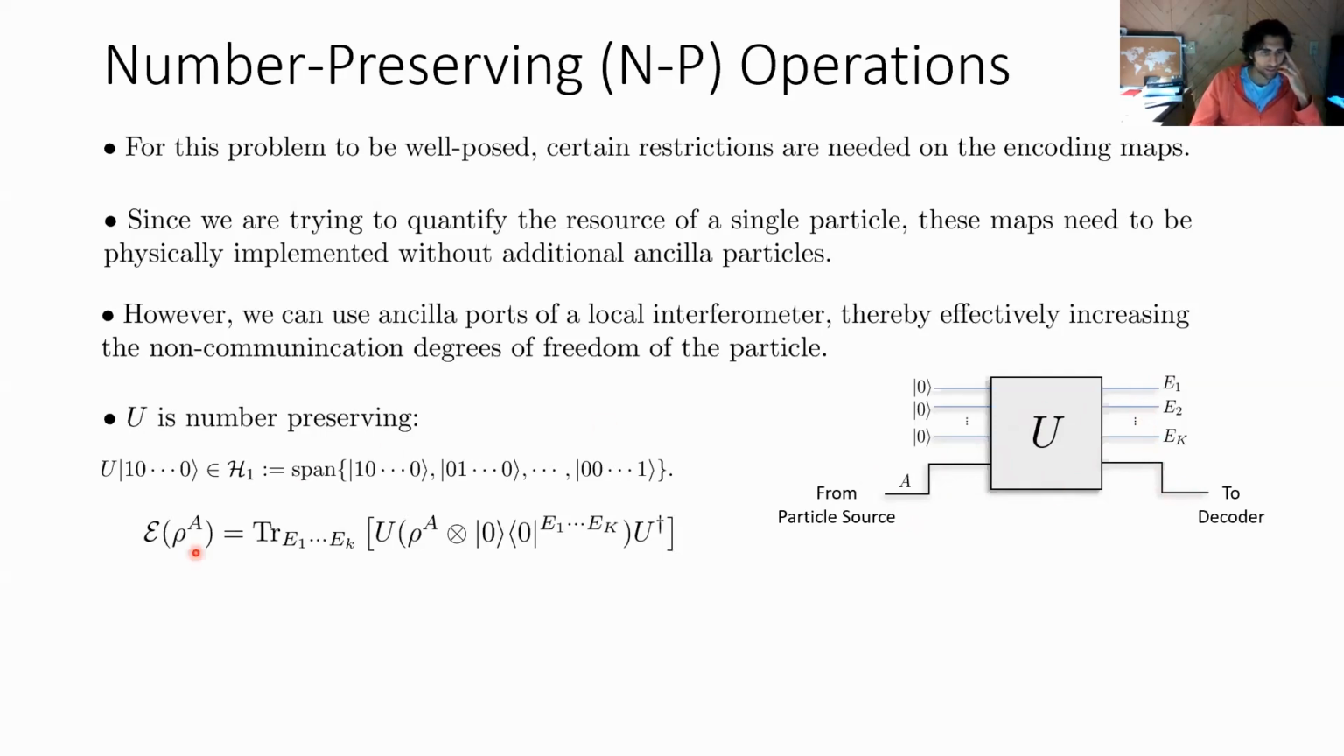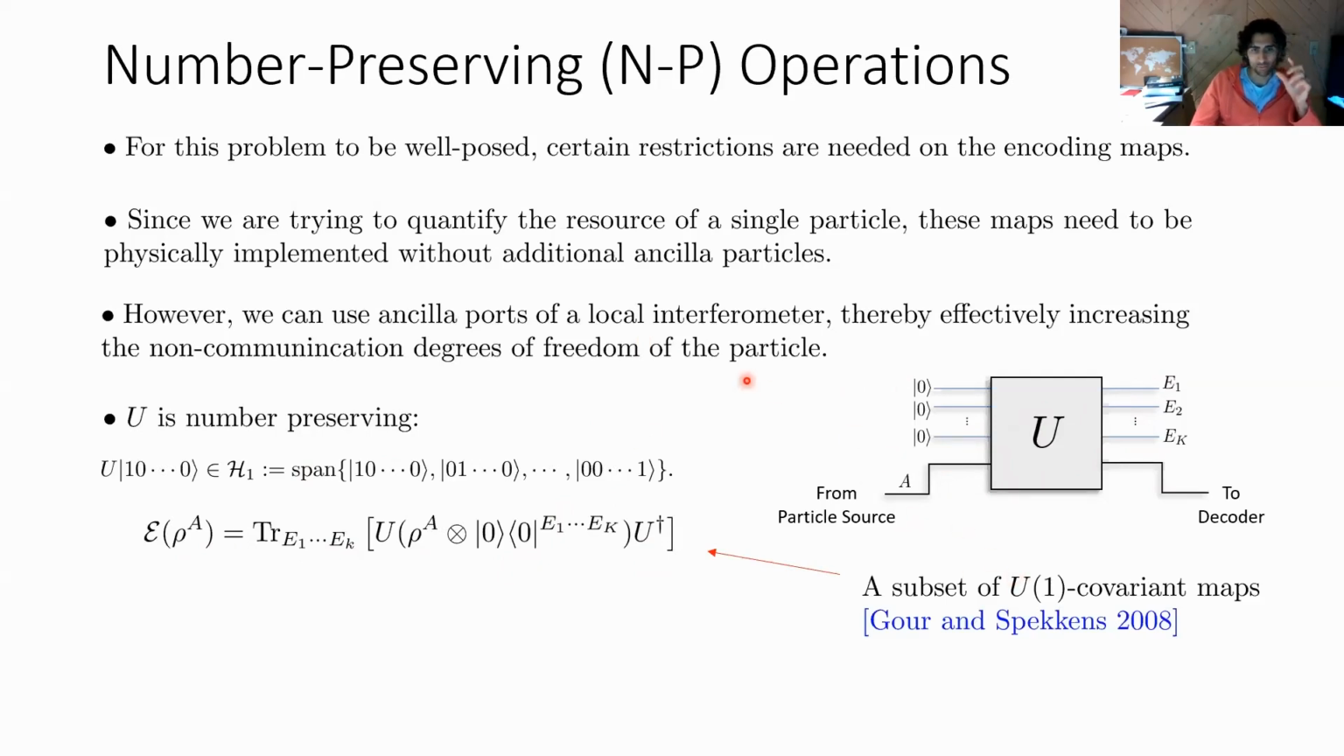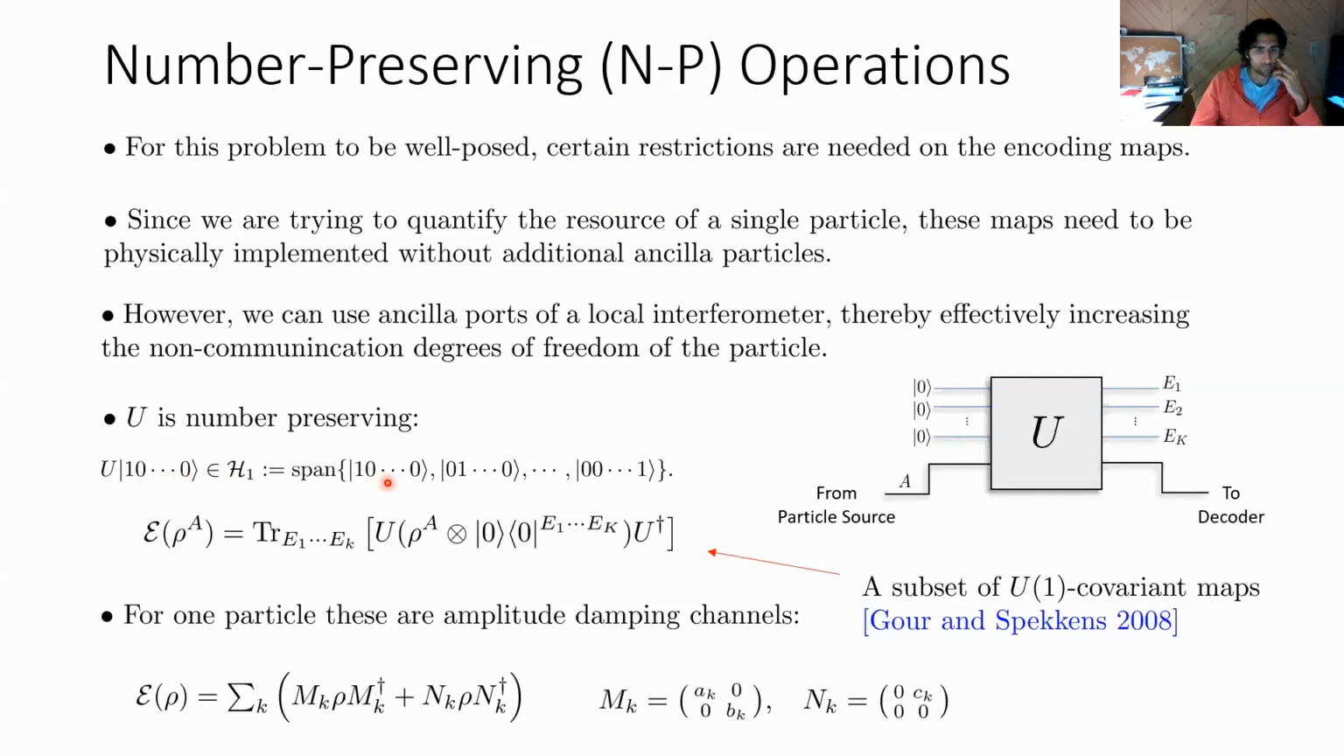If we trace out these environments, you get channels that look like this. This probably looks familiar to those who have worked with the resource theory of asymmetry before. This actually is a subset of U1 covariant maps. Slightly different though, because here we're enforcing that U acts invariantly on the number space. For one particle, it's not too difficult to show that the channels are just amplitude damping channels. So they have this nice form here.